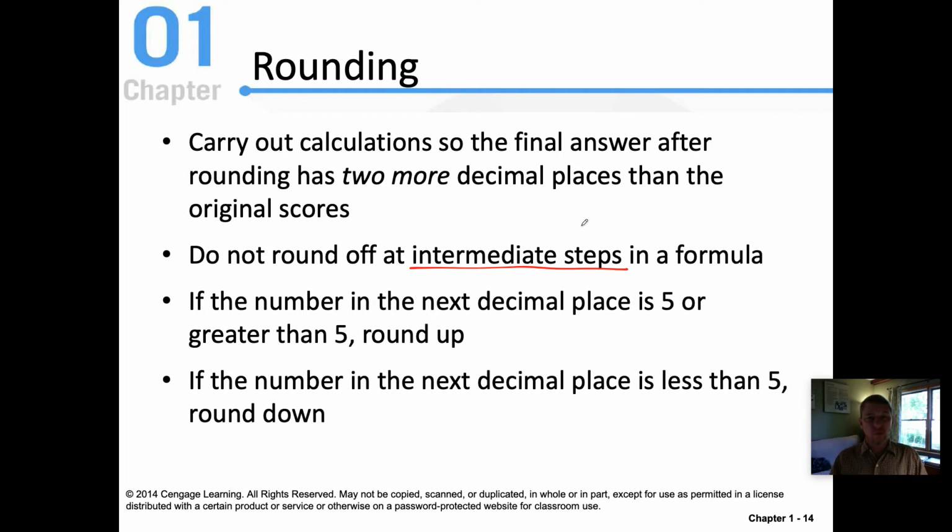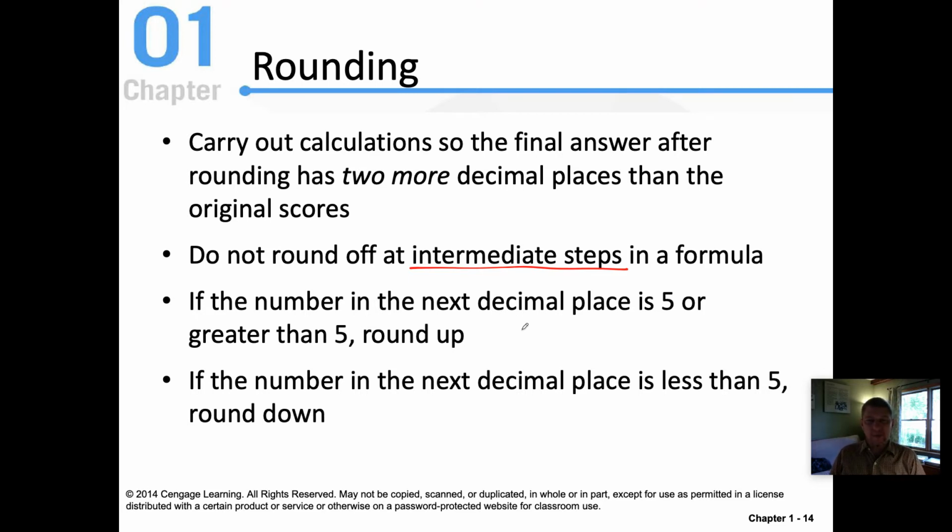The general rules for rounding a number: you look at the next place, the place after the one you want to round to, and if that digit is a 5 or greater, you round the digit you want up. And of course, if it's 4 or less, you round down, or just keep the number.